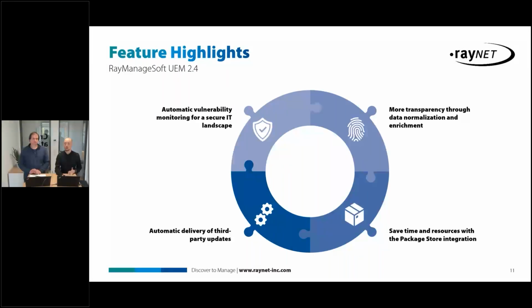And how do we do that? Well, we recognize software with our catalog, we normalize them, and we then link them to vulnerabilities and give you insights on how to fix those vulnerabilities. Using our package store integration with more than 20,000 packages available out of the box, you can then automate your third-party patch management, save a lot of time and effort, fix your vulnerabilities, and keep everything up to date.